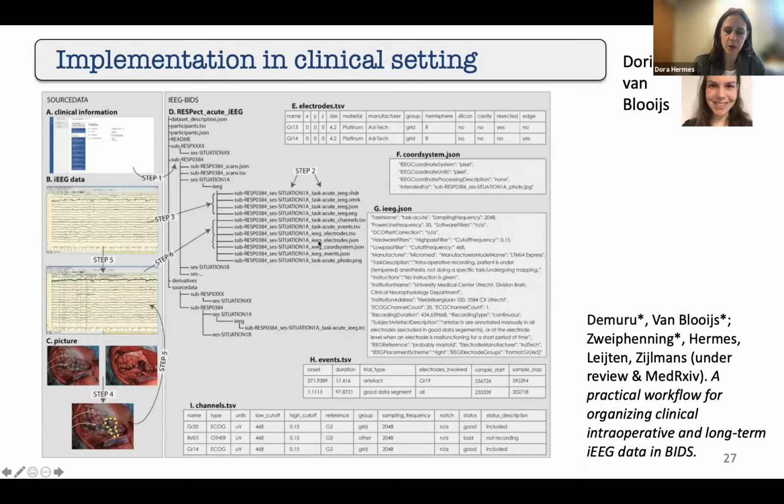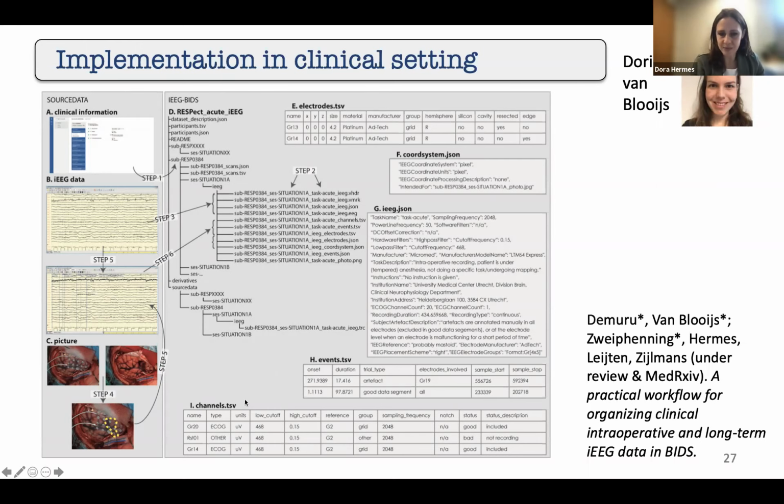So this paper outlines this workflow that they had in mind for not only storing long-term EEG data, but also storing these acute recordings where you may reposition the grid, do a recording, reposition, do a recording, etc. So how did they use the session structure that is available in BIDS to record these different situations? For example, situation 1, situation 2.